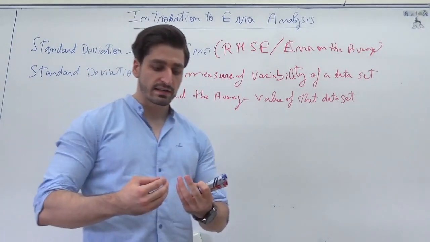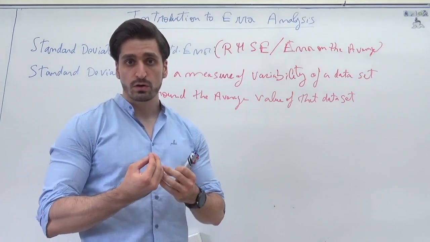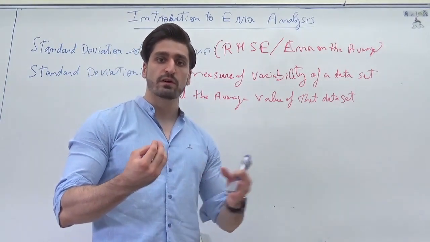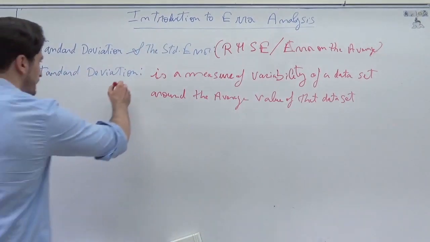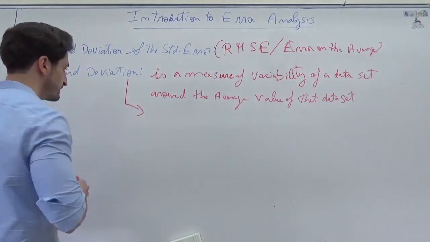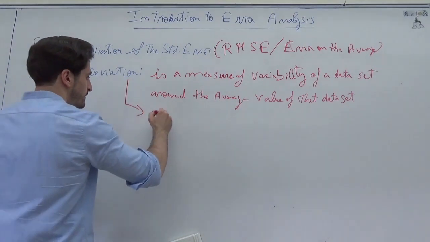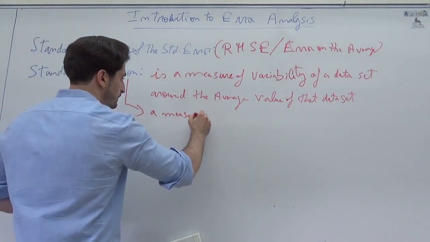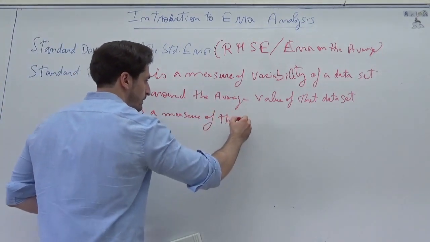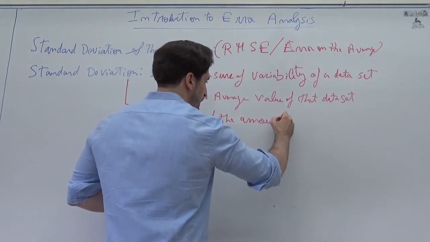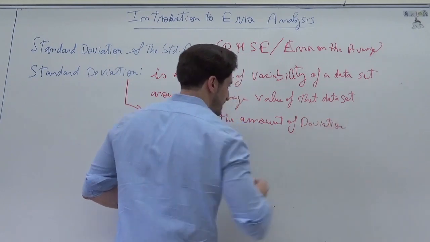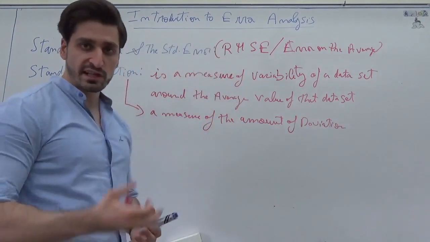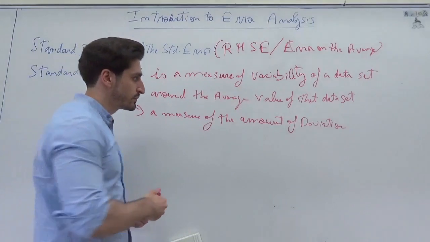Are they going to be varying right around the average, or are they going to be varying further away from the average? So over here we can add another definition for the standard deviation to be a measure of the amount of deviation. Like I said, it's the amount of deviation between a set of values and the average value of these set of values.